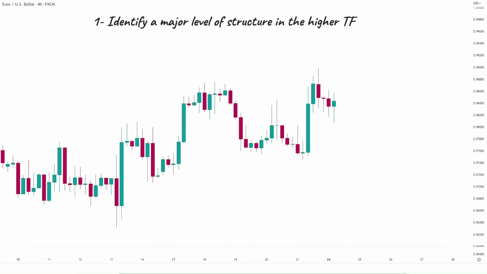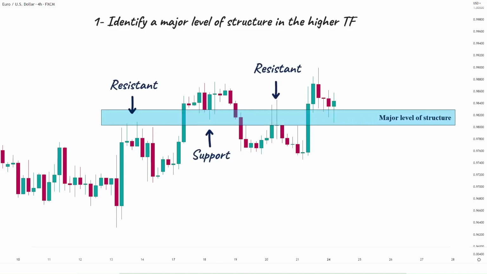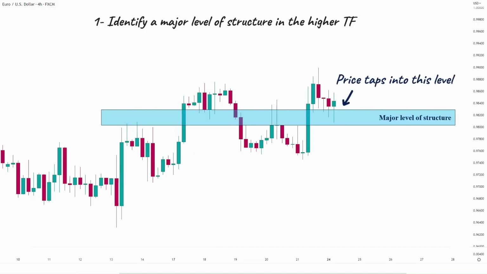As we mentioned earlier, a major level of structure is a key level that has recently acted as both support and resistance multiple times. Here on the Euro-Dollar 4 hours time frame, we are in an uptrend, so we have bullish bias. Also, we can identify this major level of structure in front of the market. As the price moves towards this level, we know that this movement is a short-term downtrend in lower time frames, and we expect the price to reject this area.